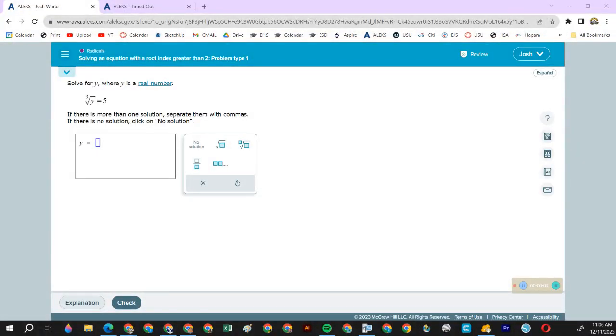This is 4.6b. It is the last one in this chapter.